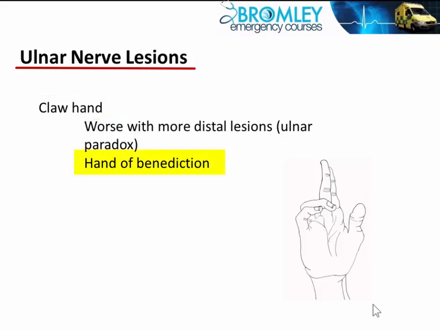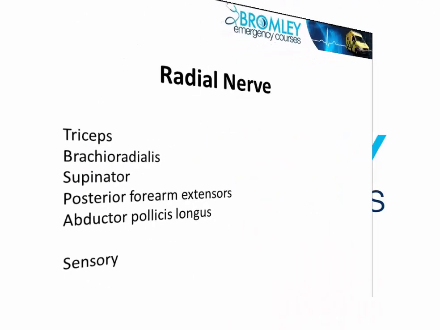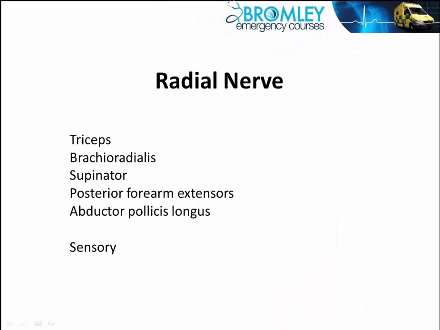And this deformity is sometimes referred to as the hand of benediction, because it's the symbol that a bishop might make when making a blessing, with the two fingers stretched out like that. So that's ulnar nerve lesions. And let's move on to the radial nerve.